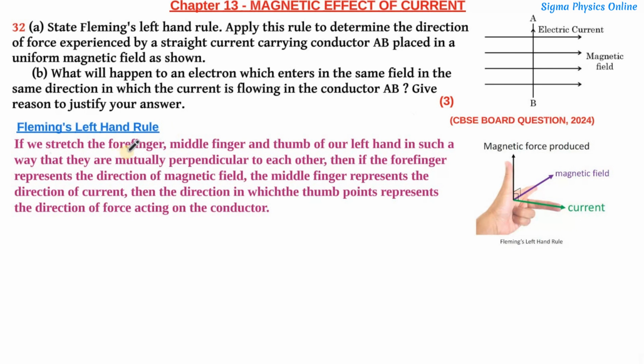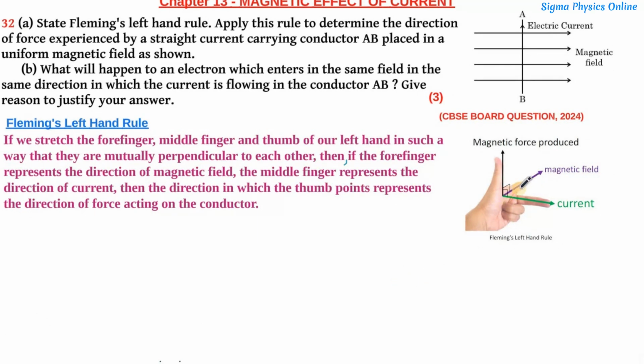It states that if we stretch the forefinger, middle finger and the thumb of our left hand in such a way that they are mutually perpendicular to each other, then if the forefinger represents the direction of magnetic field, the middle finger represents the direction of current, then the direction in which the thumb points represents the direction of force acting on the conductor. That is, if we stretch the forefinger, this is the forefinger, this is the middle finger and this is the thumb of our left hand.